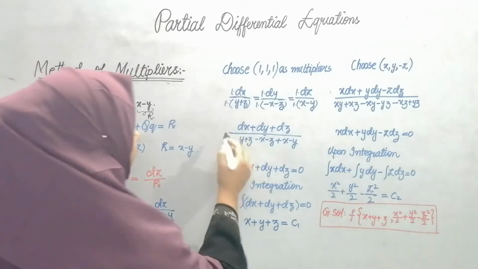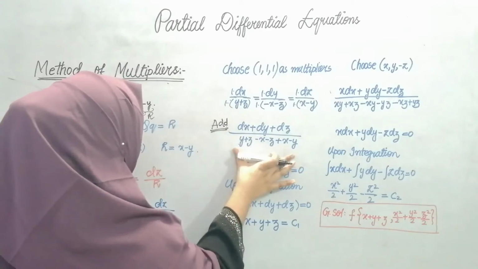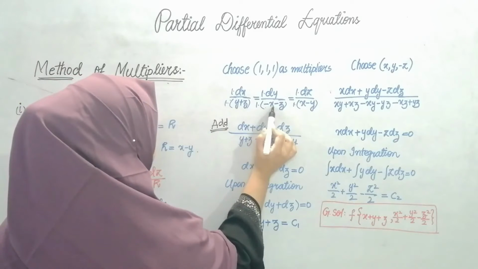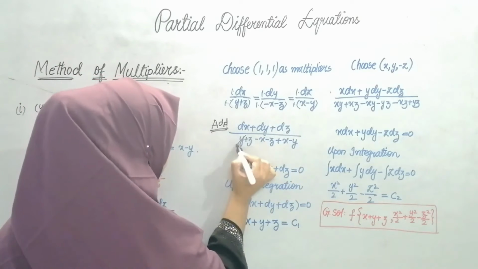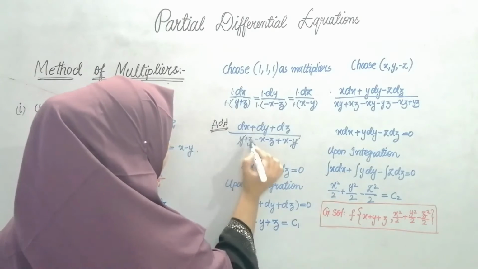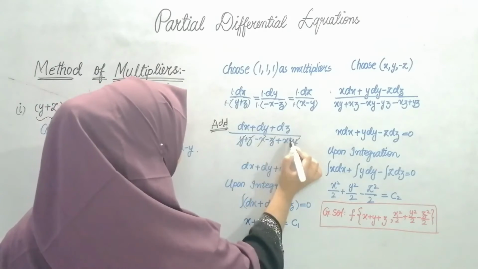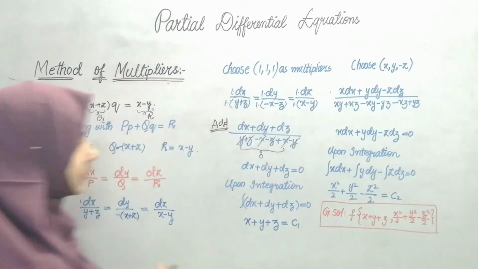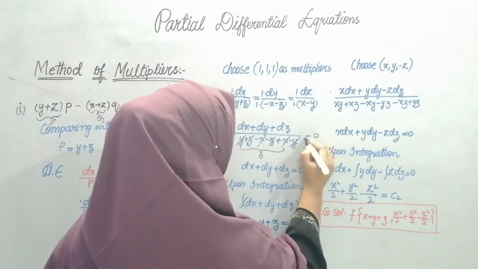Done. Now I'm going to add all these. I can either add or subtract, but if I'm adding, I'll get this denominator as 0. So this will be y plus z minus x minus z plus x minus y. So plus y and minus y get cancelled, plus z minus z gets cancelled, minus x plus x gets cancelled. So this entire denominator now becomes 0. Now I'll send the 0 to the other side, so it will be equal to 0.